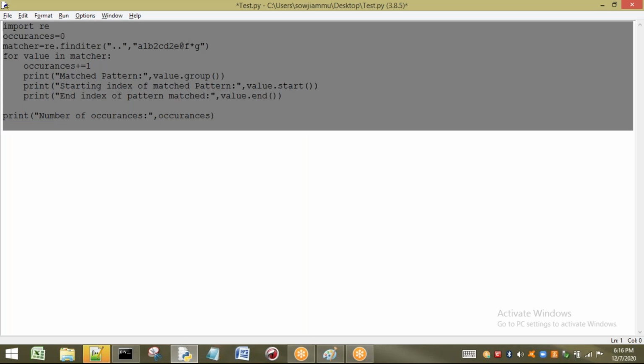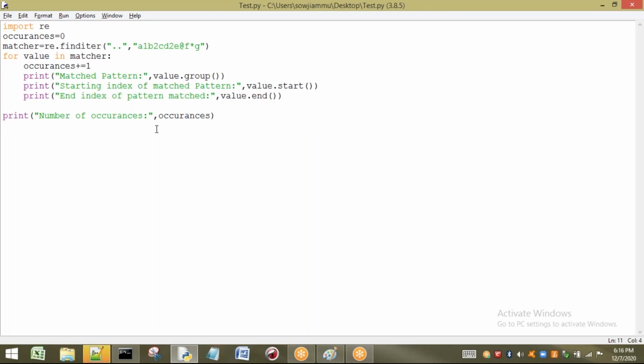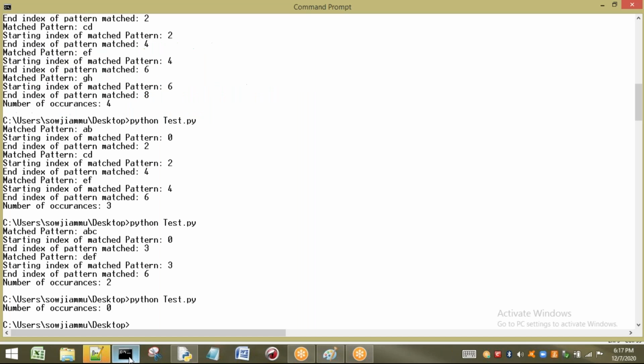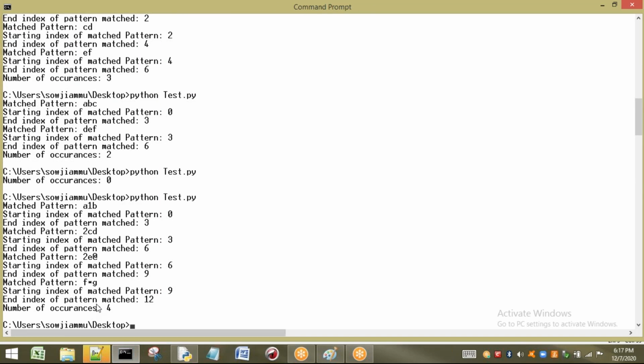Now observe. How many are there here? I am writing 2 dots, otherwise I will write 3. 1, 2, 3, 4, 5, 6, 7, 8, 9, 10, 11, 12. So 12 characters are there. I am writing 3 dots, so 3 characters combined. How many 3-character combinations are there? A1B, next one 2CD, 2E@, F*G. That means 4 matches are there. So occurrences are 4.